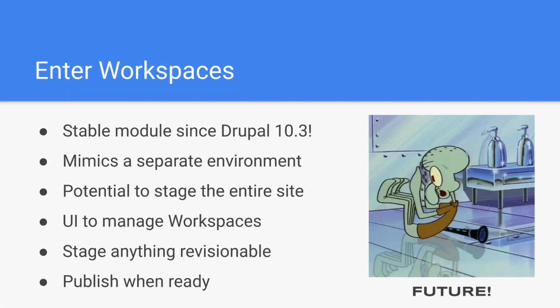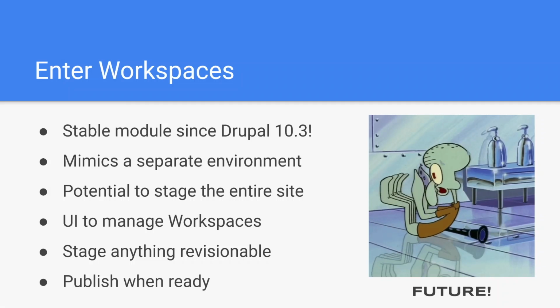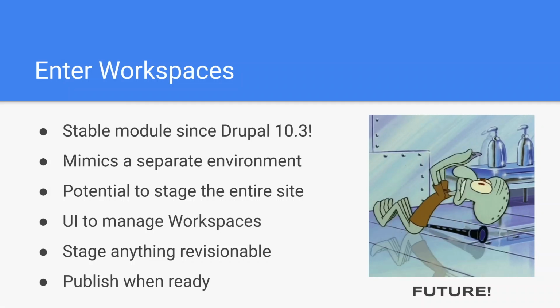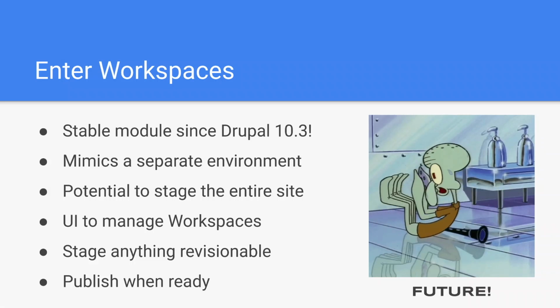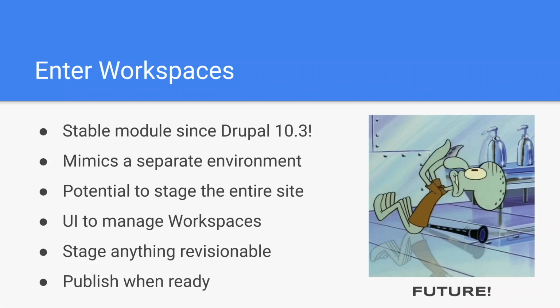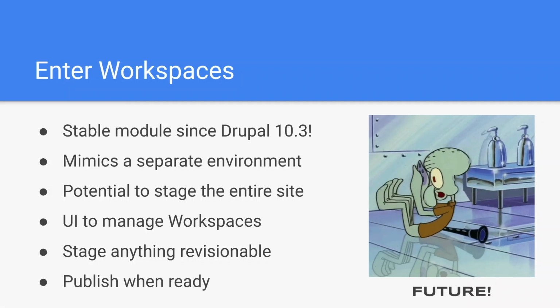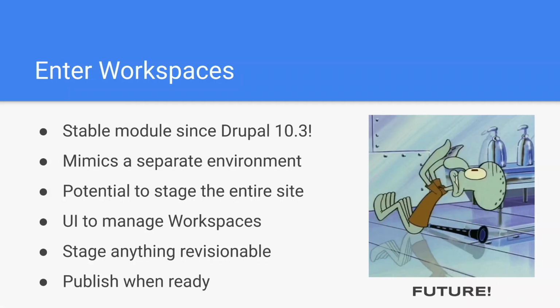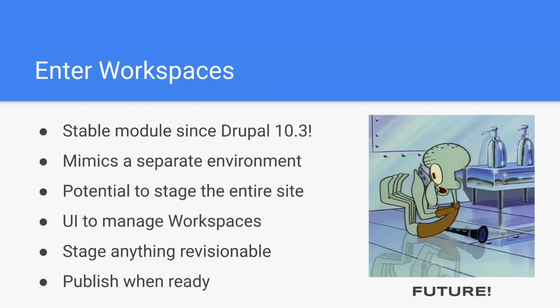So enter Workspaces. This module has been in Drupal since around version 8 or 9, but as of 10.3 it's marked as stable. The goal of this module is to mimic a completely separate environment. It has the potential to stage the entire site, so we're not just talking content. Menu links, blocks, taxonomy terms, anything. Staging anything revisionable, which is basically anything in Drupal.